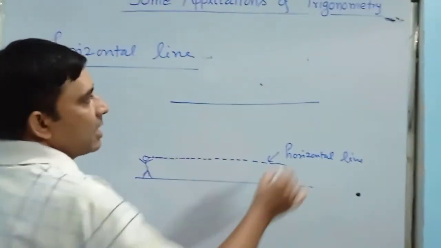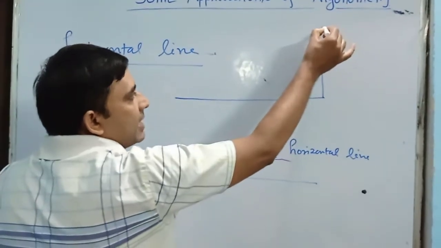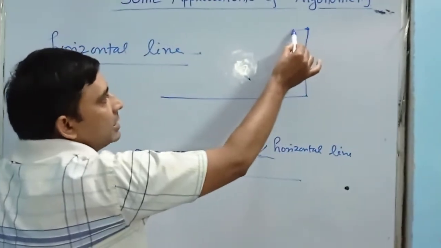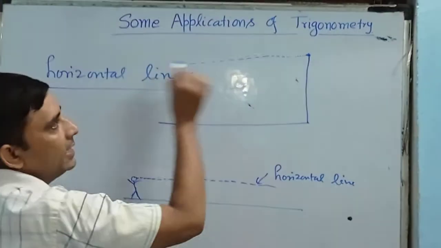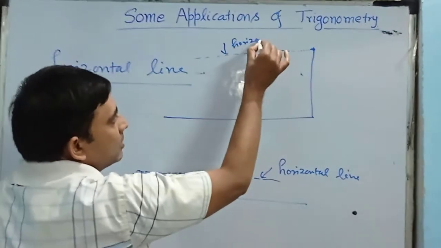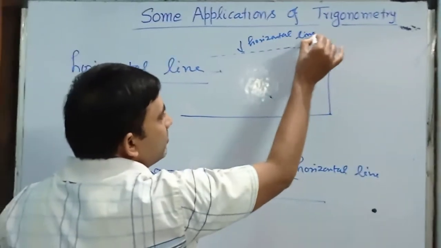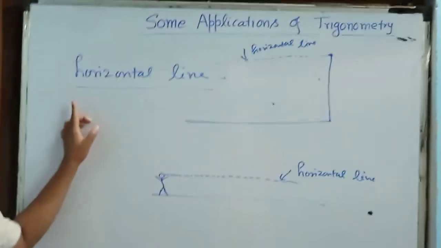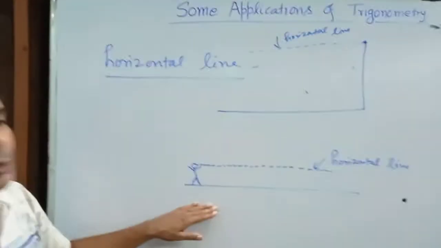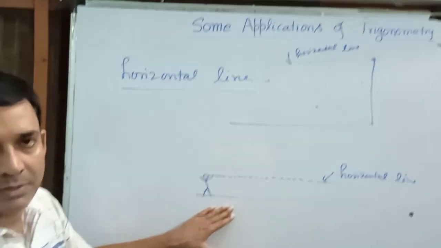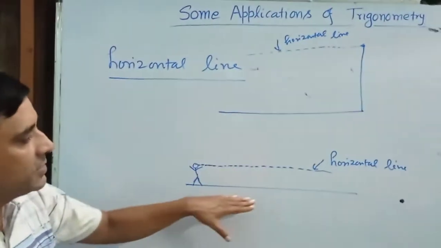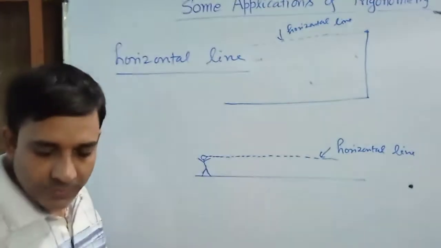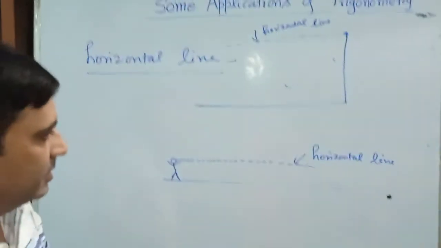Suppose it is ground and it is a building and observer is here at this point. Then horizontal line will be drawn from his or her eyes parallel to ground, right? This will be the horizontal line. So one thing you have to remember that horizontal line is always drawn from the eyes of observer, parallel to ground or parallel to sea, whatever is given. In case of sea it is parallel to sea, or in case of ground it is parallel to ground, but it is always drawn from the eyes of observer, right?